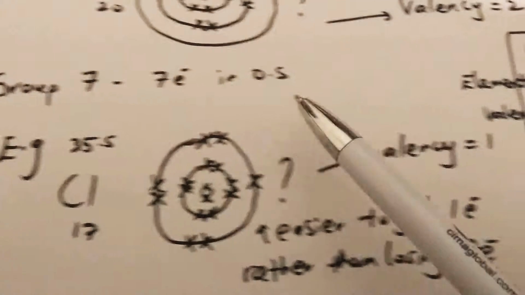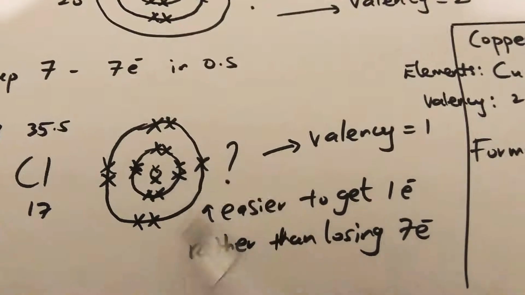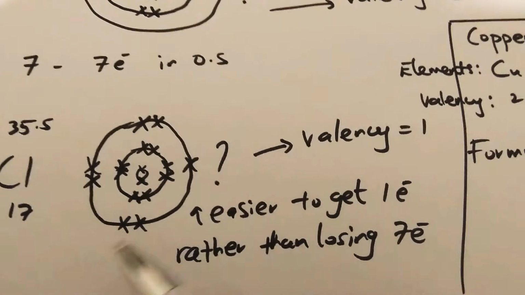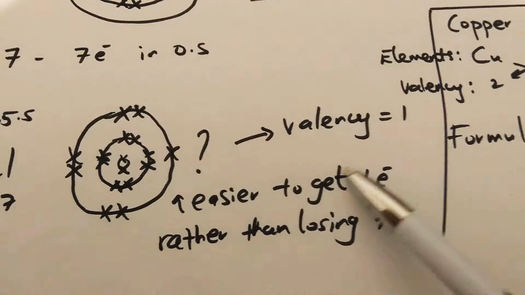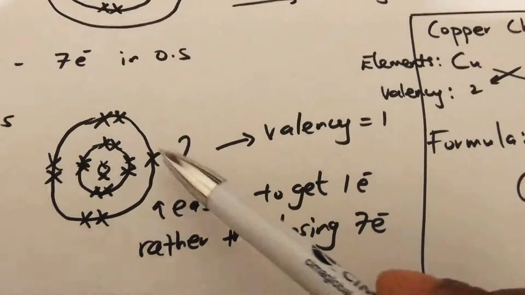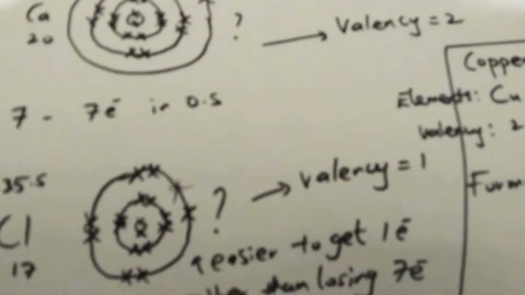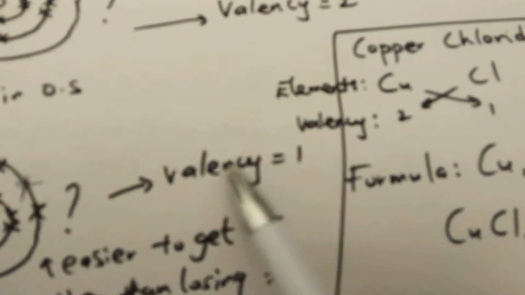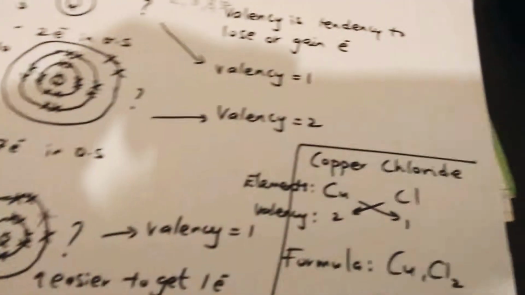Last one, group 7, 7 outer electrons. The question is, the outer shell doesn't have 8, it has 7. So in this case, would it be easier to lose 7 electrons or to get 1? It will be easier to get 1. So once it gets 1 here, it becomes 8 electrons, so it's super stable. Therefore, it will get 1 here, the valency is 1. Right? So this is how you find the valency.